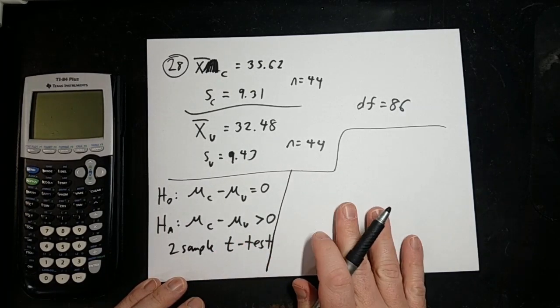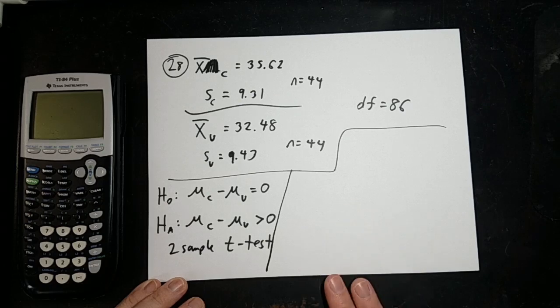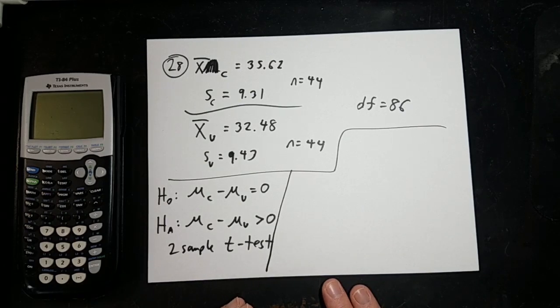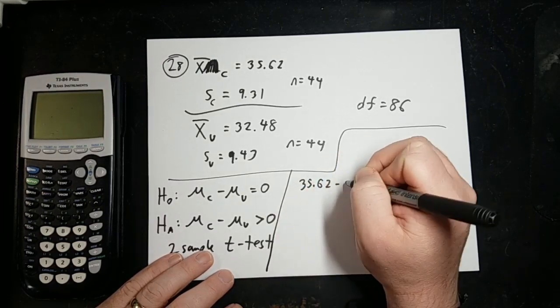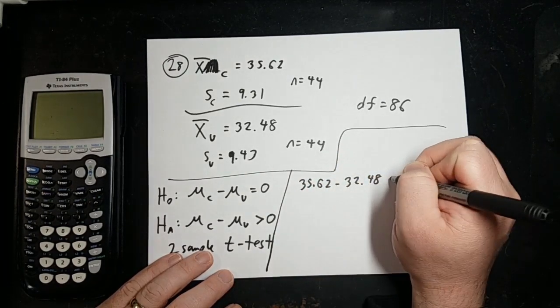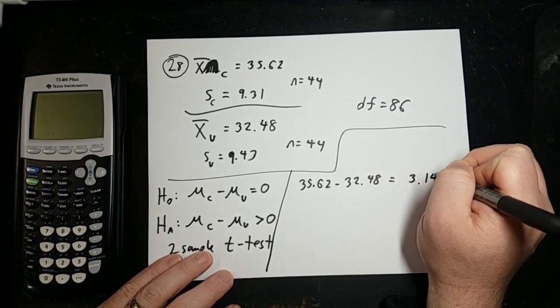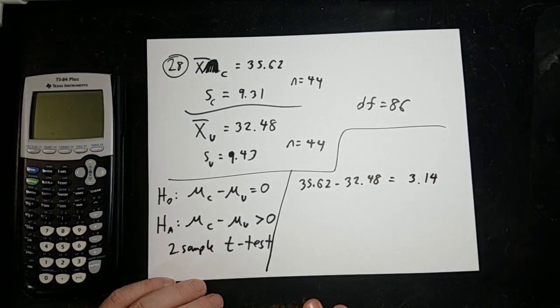I'm going to show you what you would do in the calculator. I'm going to show you what Matt Bognar's website could do, and I could show you what you could do by hand. Actually, you know what? No, let me start with the by hand first. If you're going to do this one by hand, 35.62 minus 32.48 gives you a difference of 3.14 in the sample.